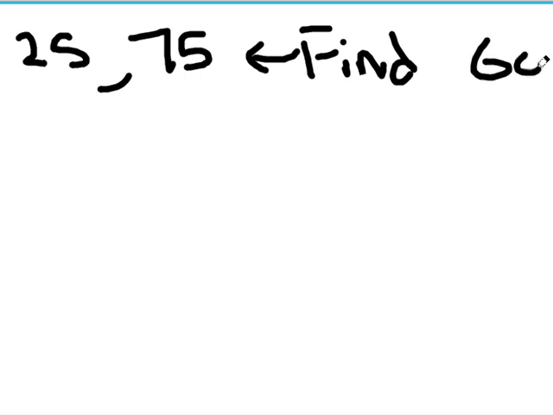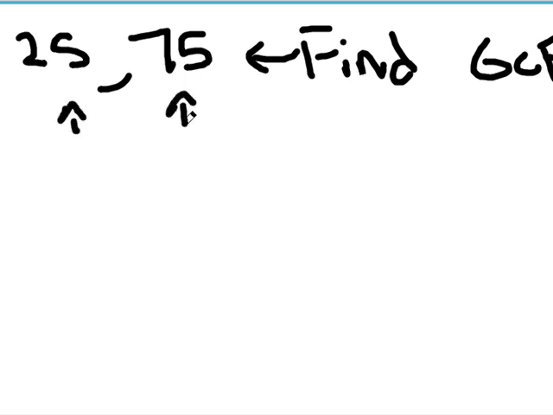Today I'll be showing you how to find the GCF, also known as the greatest common factor, of numbers for the pre-algebra level. Let's say you have two numbers here, 25 and 75, and you're required to find the GCF of it. What GCF means is you're trying to find the biggest number that these two can be divided by.